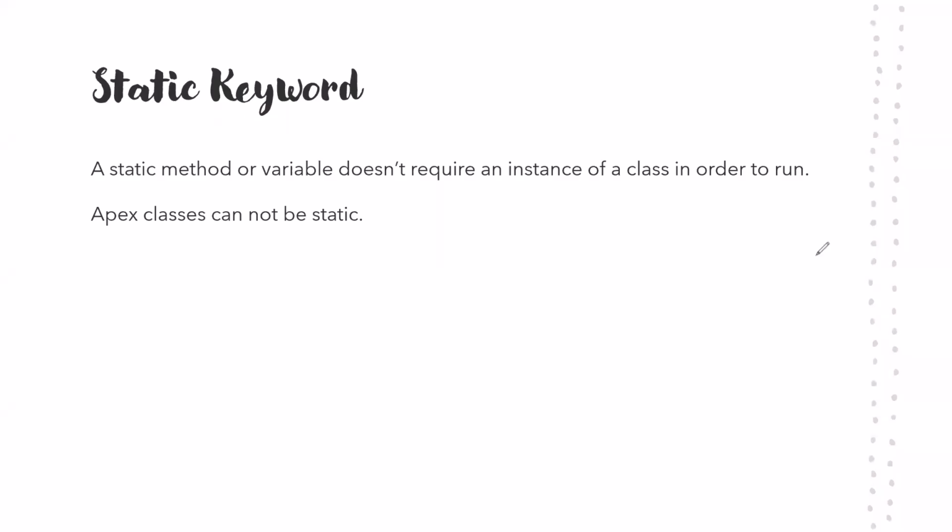Now let's learn about the static keyword. Whenever we define a method or variable static, it means that that method or variable doesn't require an instance of the class in order to run. Now we know what is the instance of the class. It means object. So whenever you have a method or variable which is static, you do not require the object in order to run that particular method or variable of the class.